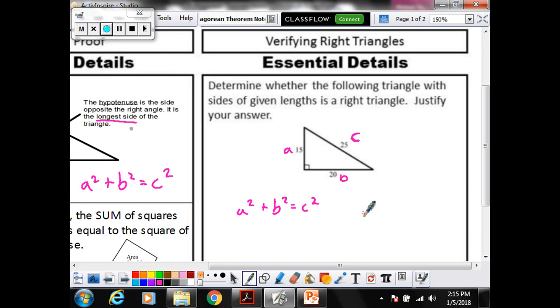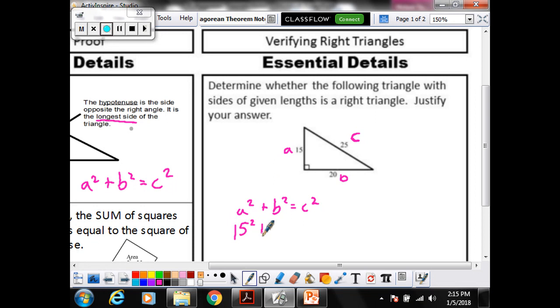Now if you don't have a picture, and they just give you three numbers, you can still check it, knowing that the longest side has to be C, and then the other two could be A or B. It doesn't matter. As long as the longest side is C, that's all that matters. So now that I have what my A, B, and C are, I substitute in.